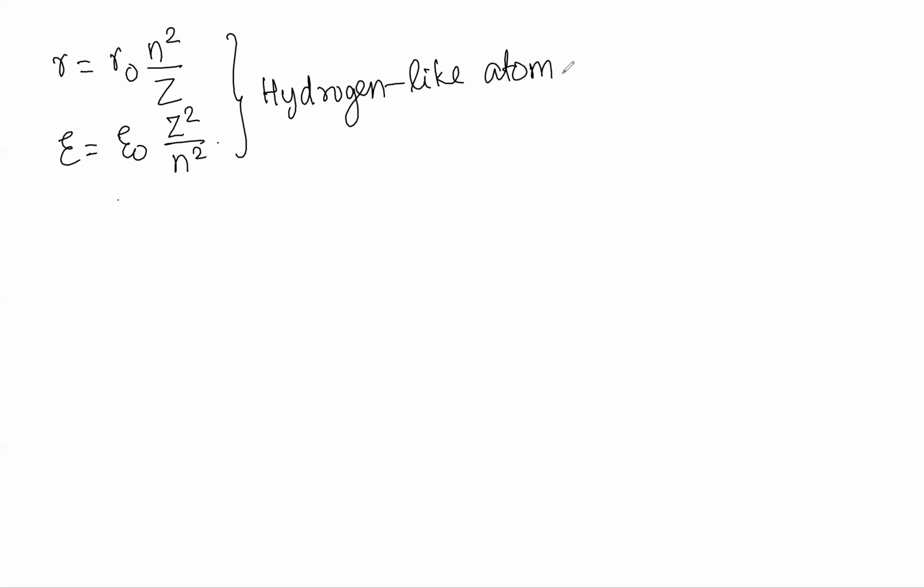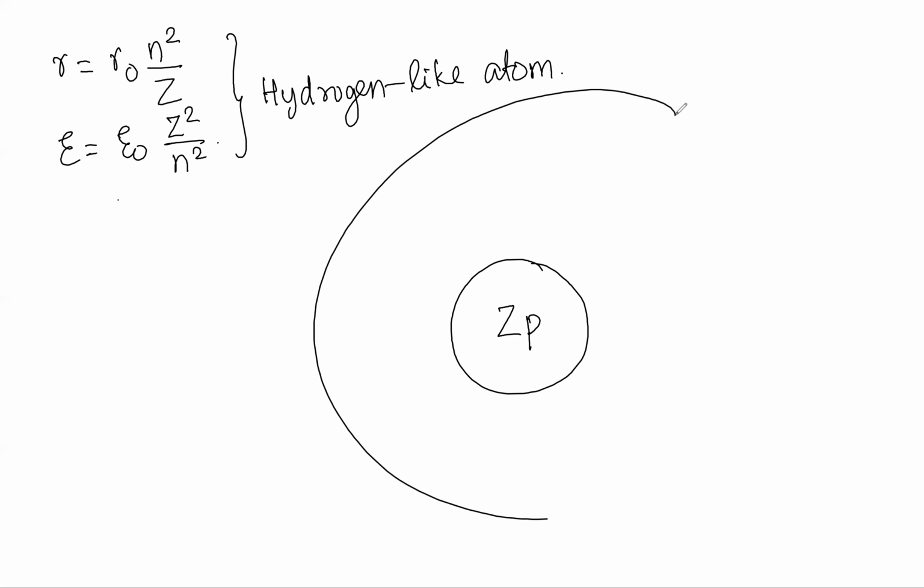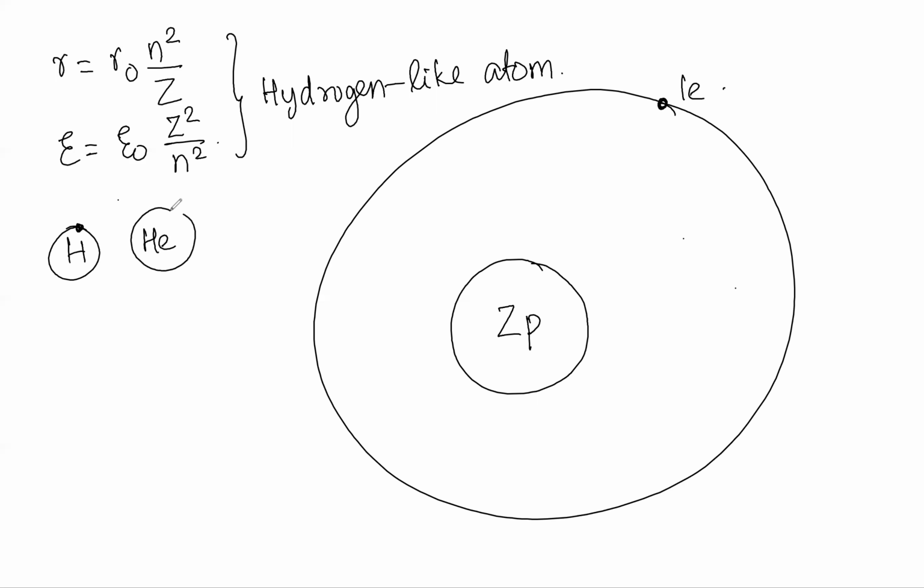So what are hydrogen-like atoms? So hydrogen-like atom is something that has Z protons, or any number of protons you want, but it only has one electron. Okay. So you are taking hydrogen. The hydrogen obviously itself is a hydrogen-like atom. But helium has two electrons. So if you remove one of the electrons, you ionize helium, singly ionized helium will become a hydrogen-like atom.